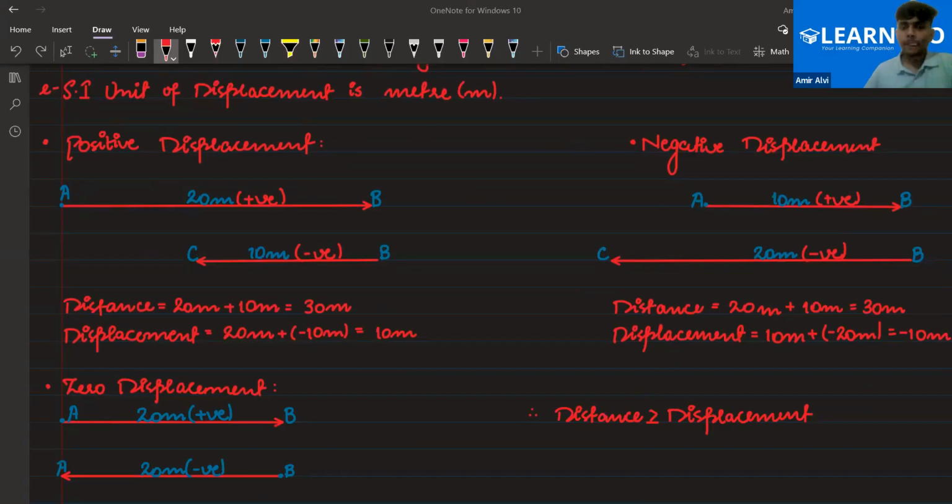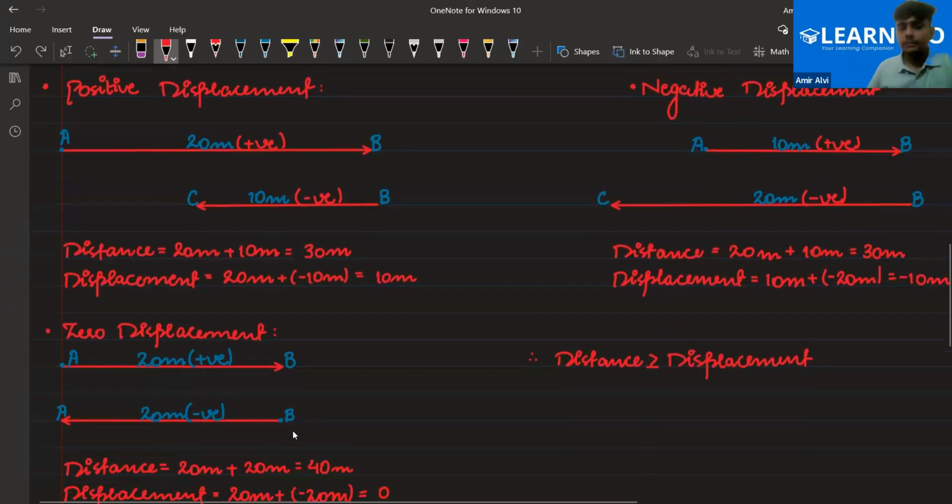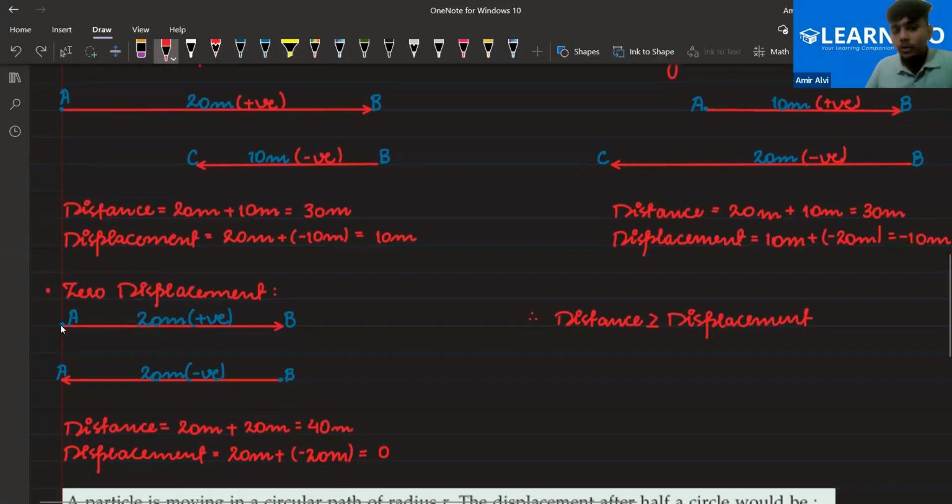40. What is the displacement? 0. Chakrika, what about you, Javeriya? 0. So that's great. That's correct. Because, see this thing, everyone, you have gone back to the same point from where you have started.